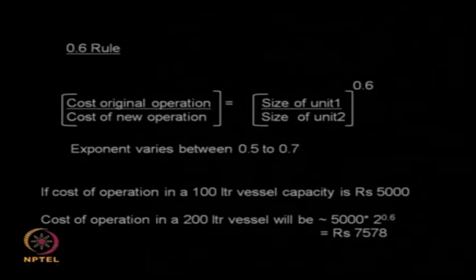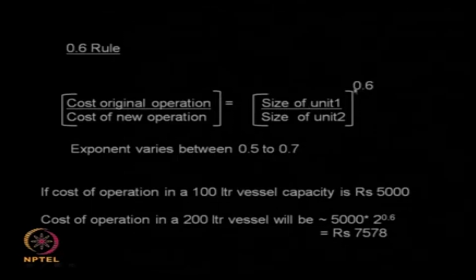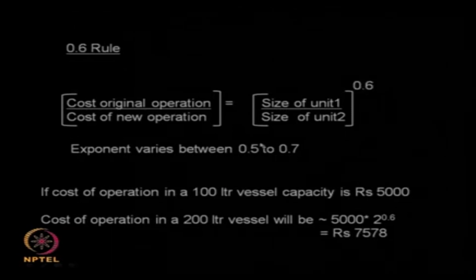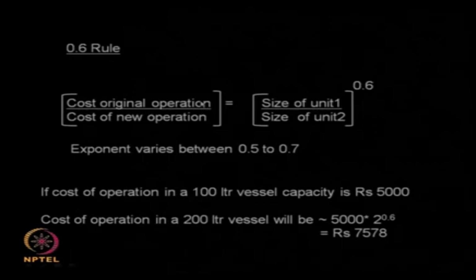Okay. There are some few small rules which are very useful when you are doing design. One is called the 0.6 rule. It is a very interesting rule which gives you a ballpark figure of the cost. For example, the cost of the original operation is related to the size of the unit raised to the power 0.6. Generally this number is called the exponent, it varies between 0.5 to 0.7. Do not ask me why you get 0.6, it is based on experience, and this number is of the order of 0.5 to 0.7. So the cost of original operation is directly proportional to the size of the unit raised to 0.6.